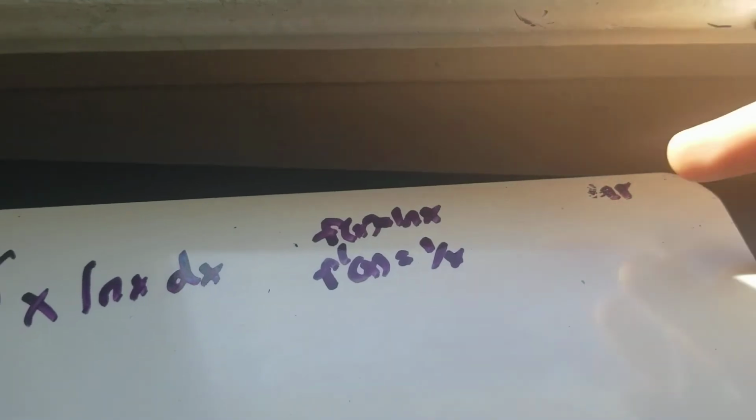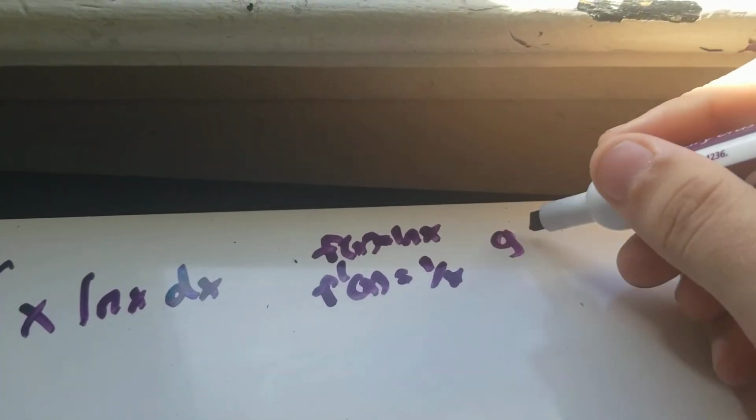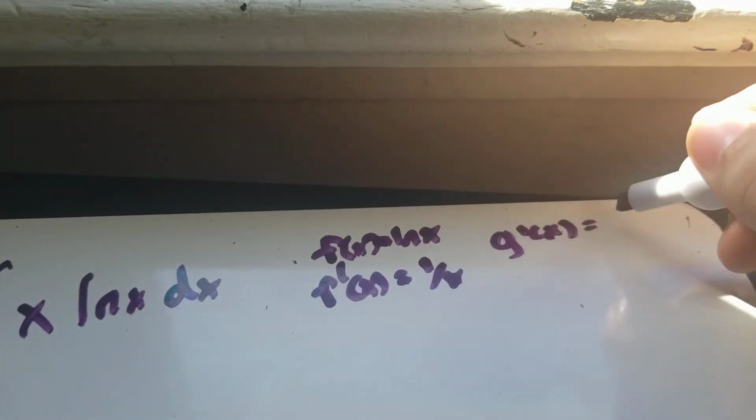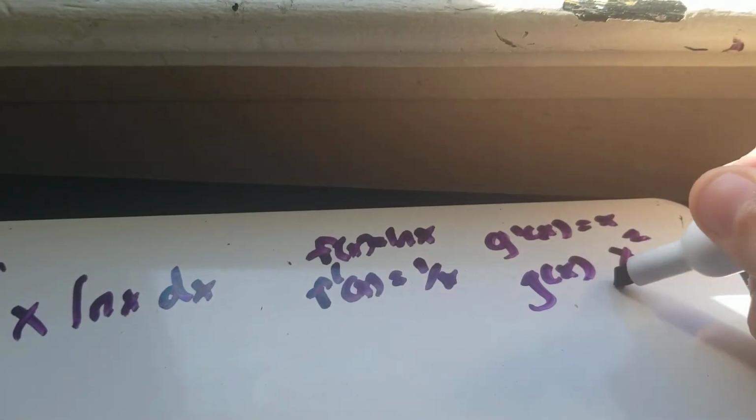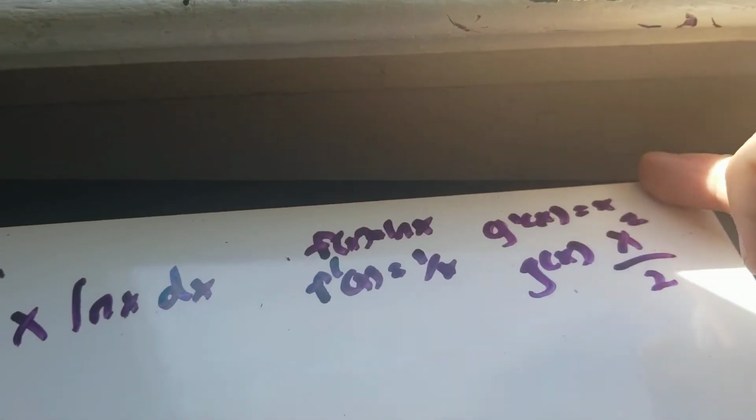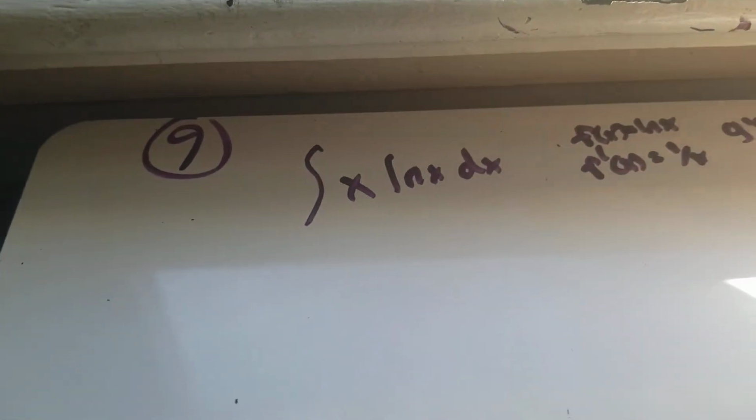Then we do the same for g of x. So g prime of x equals x, and g of x, the antiderivative, is x squared over 2. Okay, so let's start working.